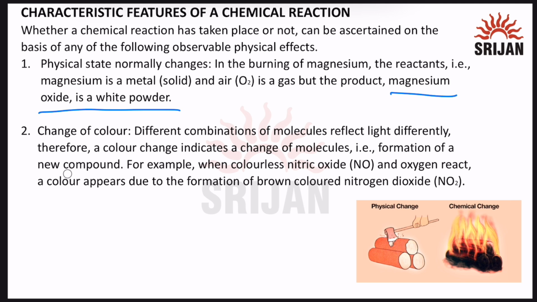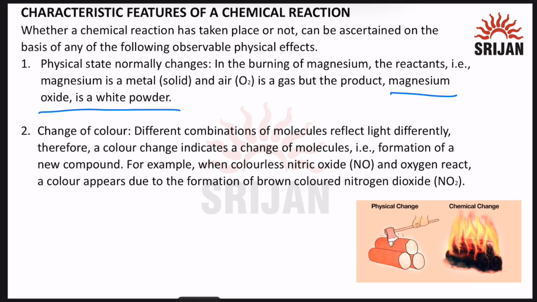The second point which can help us to identify a chemical reaction is the change of color. Usually color also changes. Different combinations of molecules reflect light differently, so they interact with light differently. Therefore, a color change indicates a change of molecules, that is, the formation of a new compound. For example, when colorless nitric oxide NO and oxygen react, a color appears due to the formation of brown colored nitrogen dioxide.